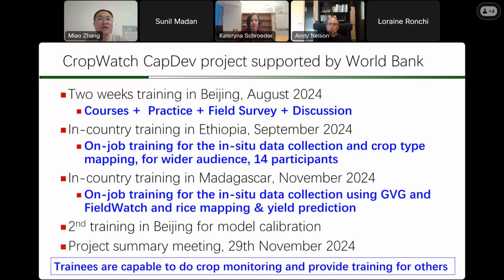So the last slide is some existing activities we've been doing with the support of the World Bank. This capacity development project supported by the World Bank started in August last year. We had 2 weeks of training in Beijing, and then we conducted in-country training in Ethiopia and Madagascar separately. We travel to their country and train them in the field on how to collect the data to support the crop monitoring. And with several trainings, they managed to use the system.